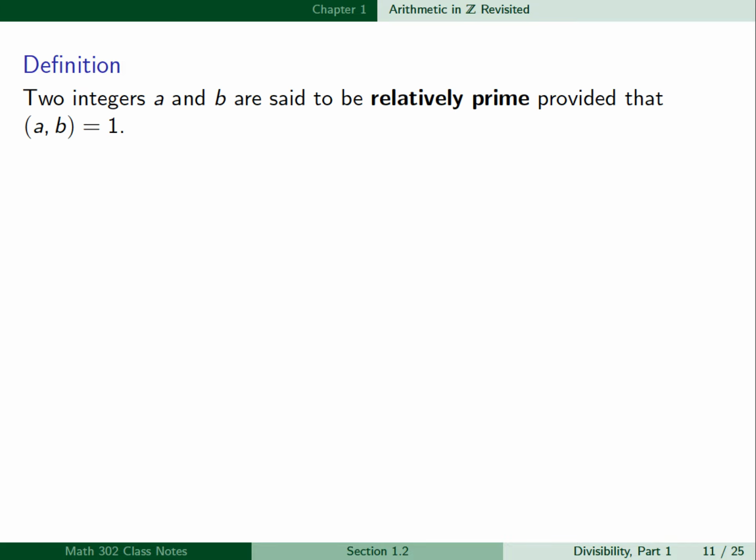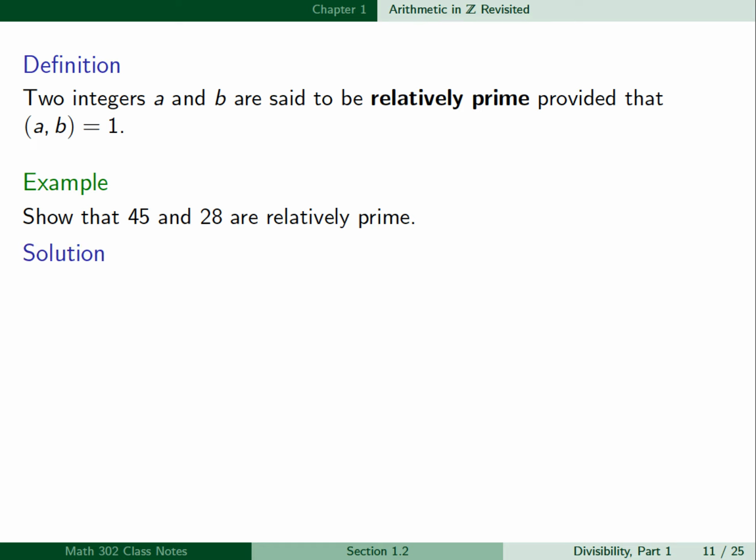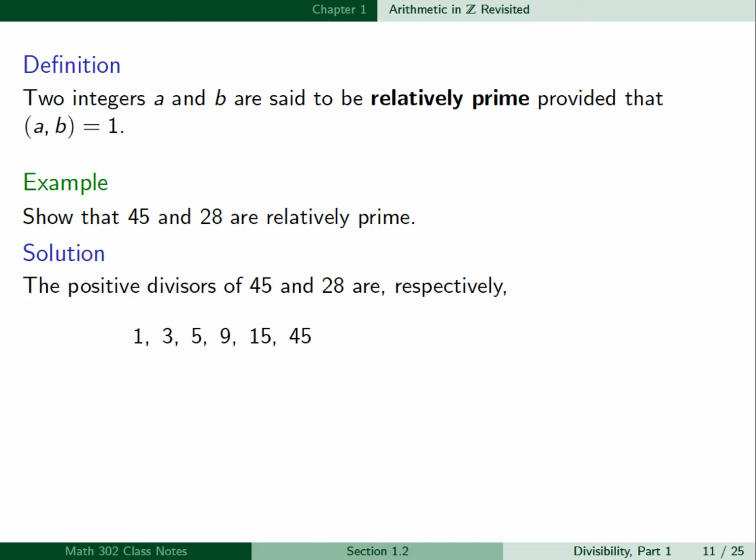Next, we want to define 2 integers a and b to be relatively prime, provided their GCD is equal to 1. For an example, we can show that 45 and 28 are relatively prime. And to show this, let's look at the positive divisors of 45 and 28. So these are respectively 1, 3, 5, 9, 15, and 45, and 1, 2, 4, 7, 14, and 28.